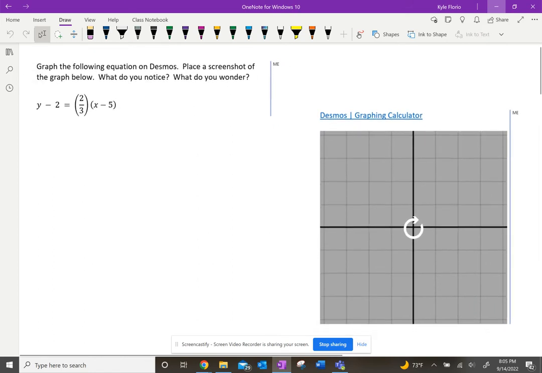The first one: graph the following equation on Desmos. So we're going to put this into the website. I'll put a screenshot in, and then I want to see if we can come up with something that we notice and wonder. This is actually a different form of a linear equation. The ones that we've seen so far is the usual y equals mx plus b, which we call slope-intercept form.